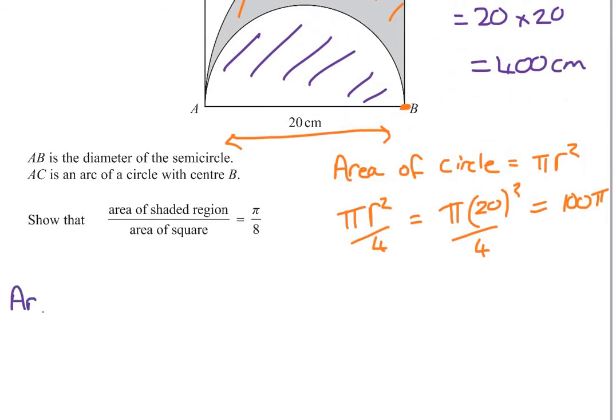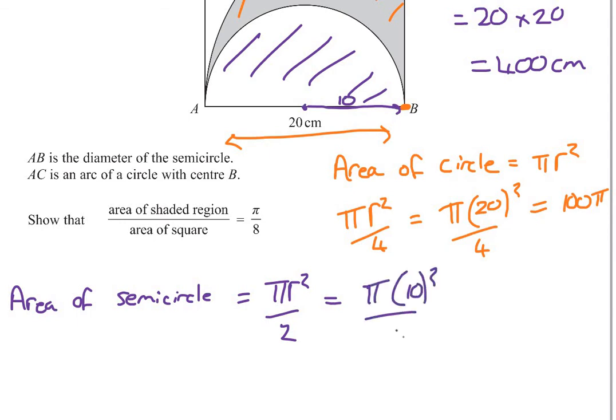So the area of the semicircle, again, in a similar way, a semicircle is half of a circle. So it's pi r squared over 2. And in this case, what is r? Well, the diameter is AB, which means the radius is half of that. So the radius is 10. Pi times 10 squared over 2 equals 50 pi.